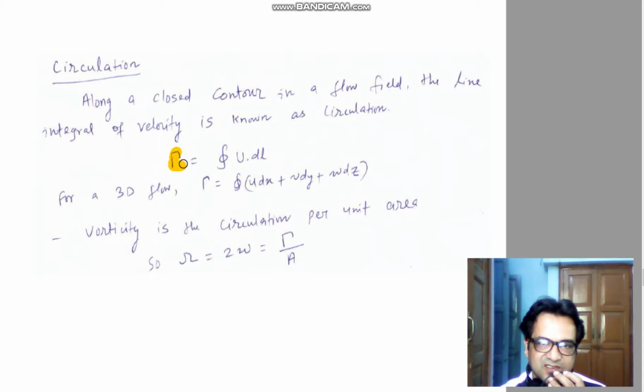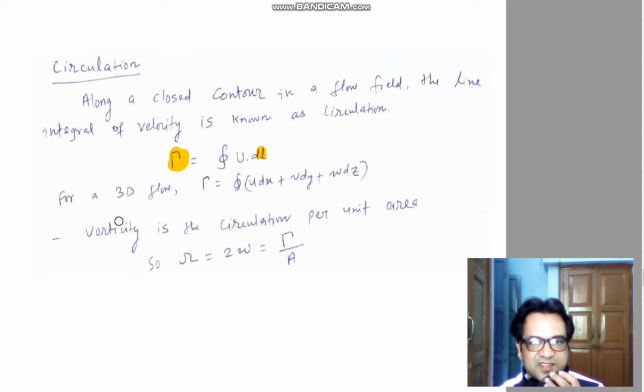So the circulation is a line integral. This integral is the line integral of the velocity vector and the length of the contour, but it should be a closed contour. For a 3D flow, it's a dot product. So it's a line integral of u dx plus v dy plus w dz.